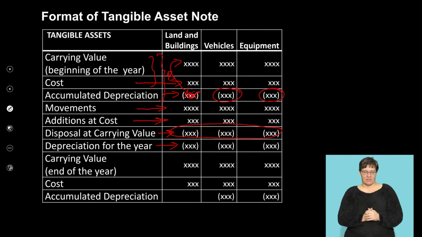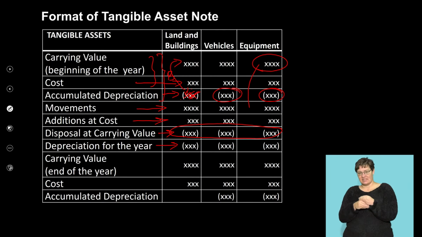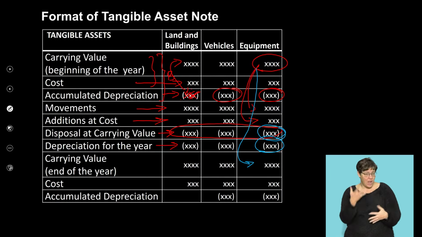Now watch this. You have your carrying value at the beginning of the year. You add your additions at cost. You subtract your disposals at carrying value. You subtract your depreciation for the year, and that then gives you your carrying value at the end of the year. Now, this is your check.